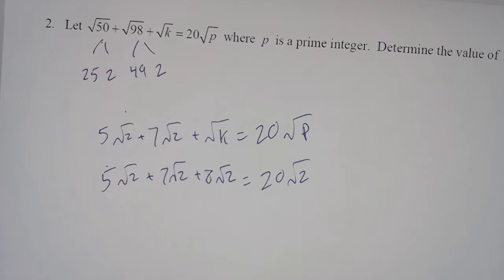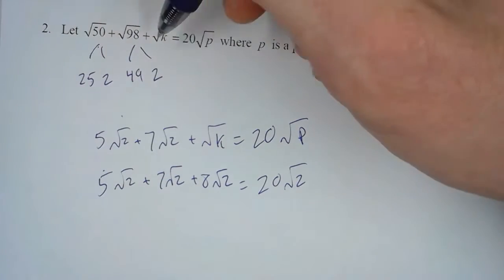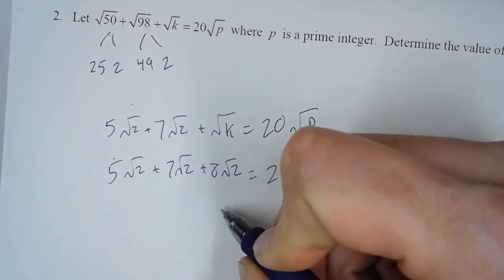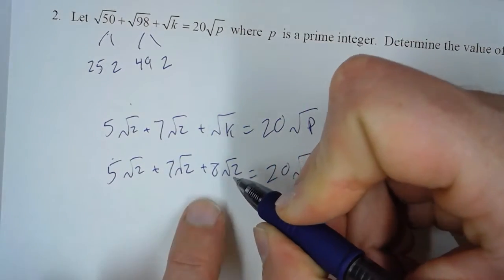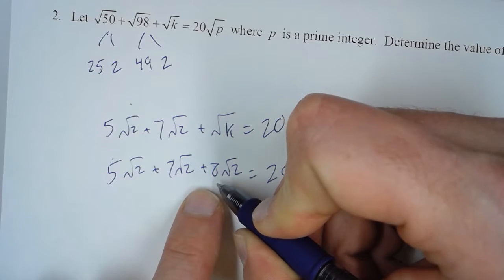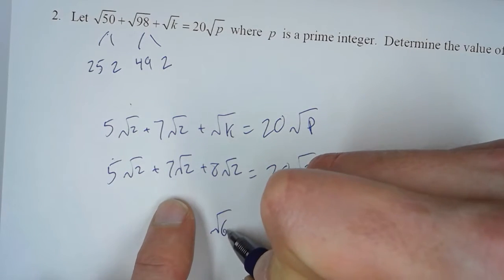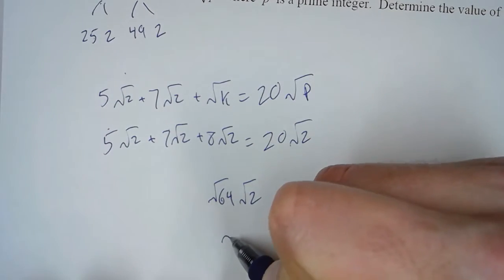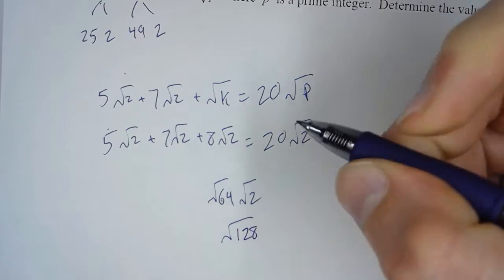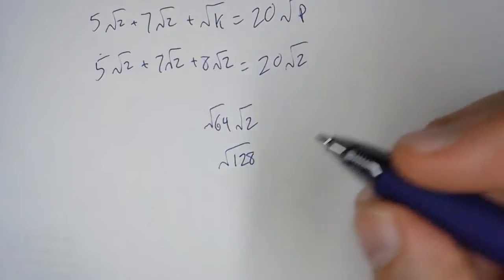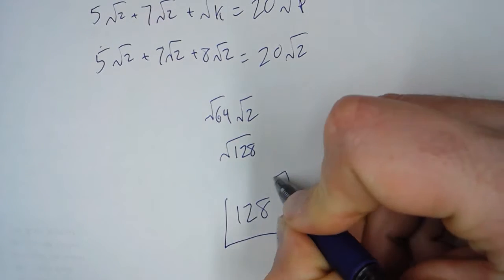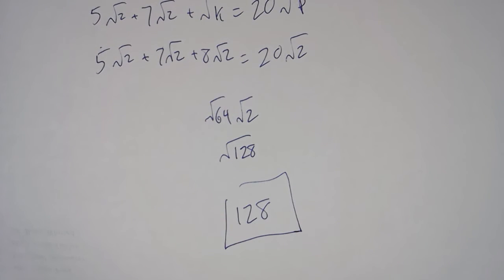However, that's not our answer, because notice that they tell us that they want it in the form square root of k. So we have to take this number and put it back underneath the radical. So 8 under the radical would be square root of 64 times square root of 2. So then we put these together and we get square root of 128. And since all we care about is the number under the radical and not the radical itself, our answer is 128. So there's our answer, and we're done.